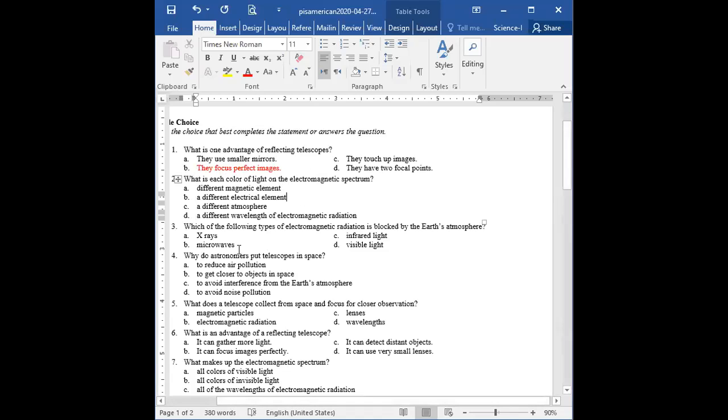So let's pass to question number 2. What is each color of light on the electromagnetic spectrum? Yes, Sama. Different wavelengths of electromagnetic radiation.